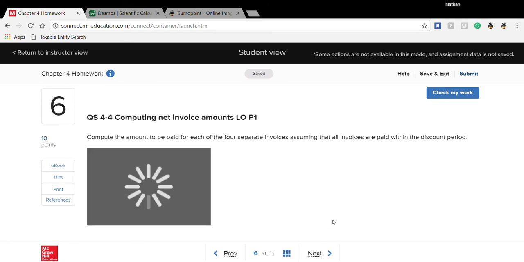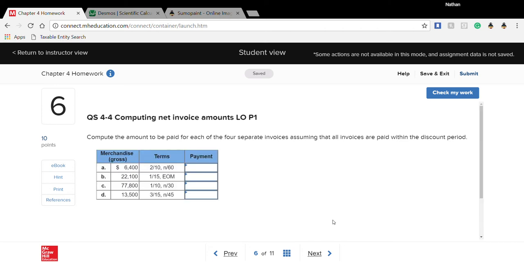Problem number 6. So we're going to compute, while this thing's loading, compute the amount to be paid for each of the 4 separate invoices, assuming that all invoices are paid within the discount period. Alright, so we got A, 6,400 with terms 2 of 10, and of course, since it's all been paid within the discount period, we're not even worried about these. So we're just looking at here. Some have 1% discount, one has 3, this one has 2.